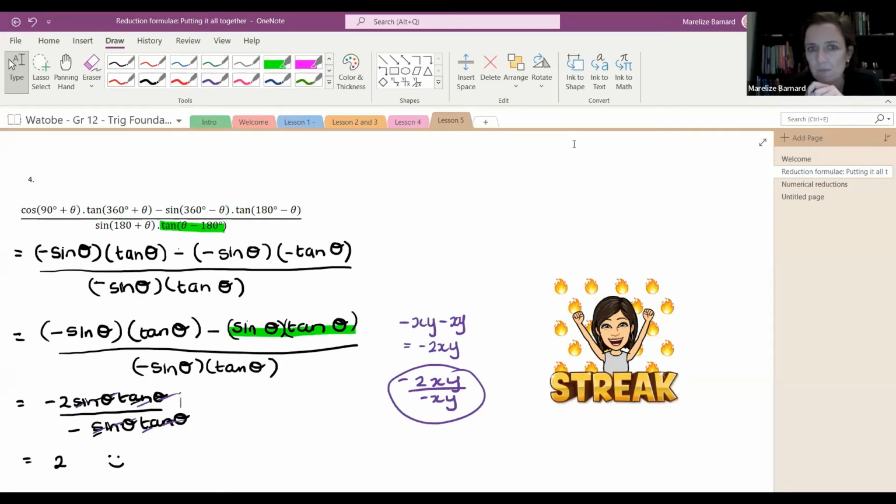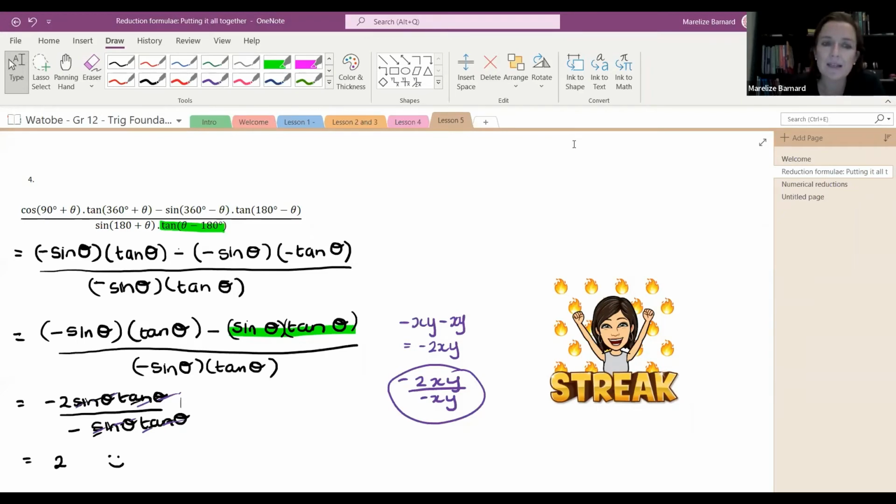Hey, ma'am. By the third step, ma'am, where you highlighted that sine theta brackets tan theta, I don't get how we went from the second step from minus bracket minus sine theta brackets minus tan theta to now minus sine theta bracket tan theta again.